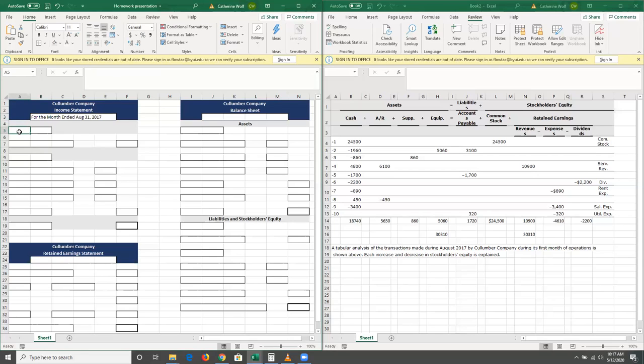And then the next thing we're going to do is the revenues. Well, how much revenue did we have? As we see over here, service revenue is $10,900.